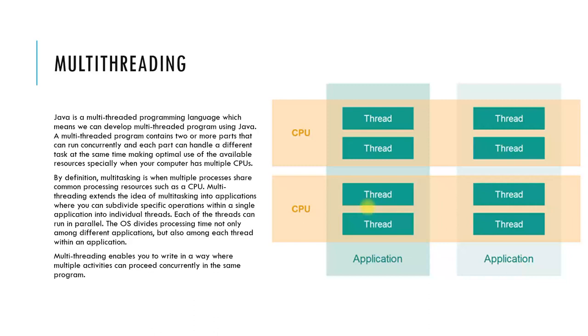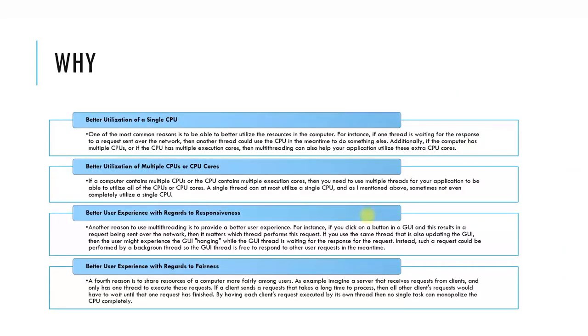resources. These parts are also called threads. So multithreading enables us to write programs in a way where multiple activities can proceed concurrently in the same program. There are several reasons why we might need threads and multithreaded applications. The first is to be able to better utilize the resources in the computer.